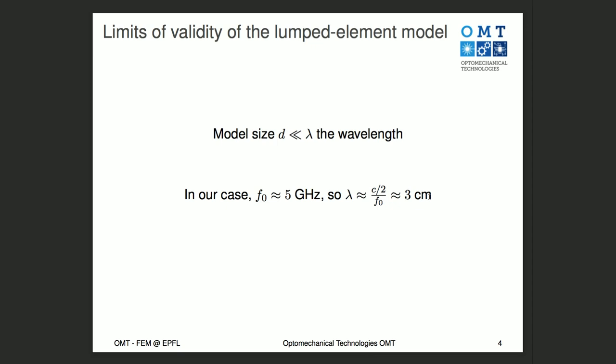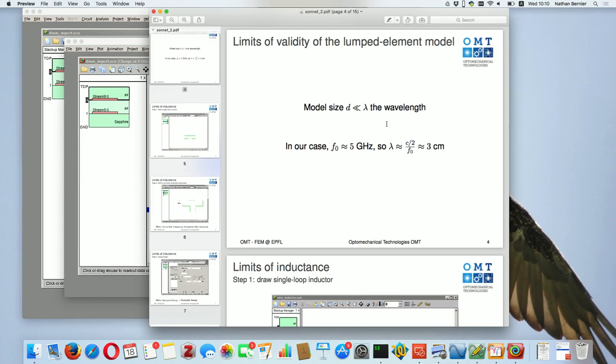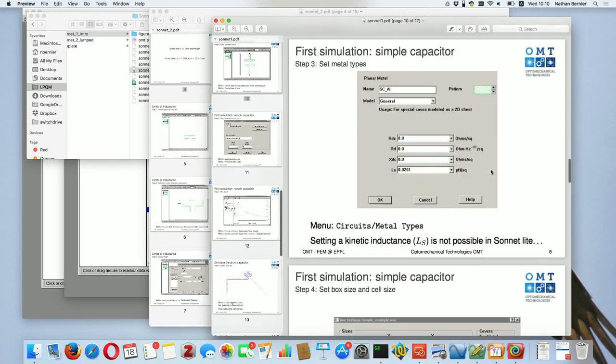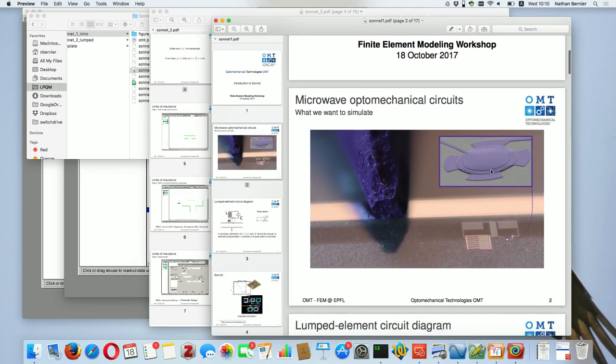And if you think back about our circuit, it's quite small, right? So we have the inductors. Maybe I'll just show you the picture back. If I think of the scale here, it's a few hundreds of microns, so tenths of a millimeter. So it's still pretty small compared to centimeters, but we're getting there. And you should start to expect this kind of breakdown of the lumped element when the dimensions are maybe a tenth of the wavelength, so like 3 millimeters.